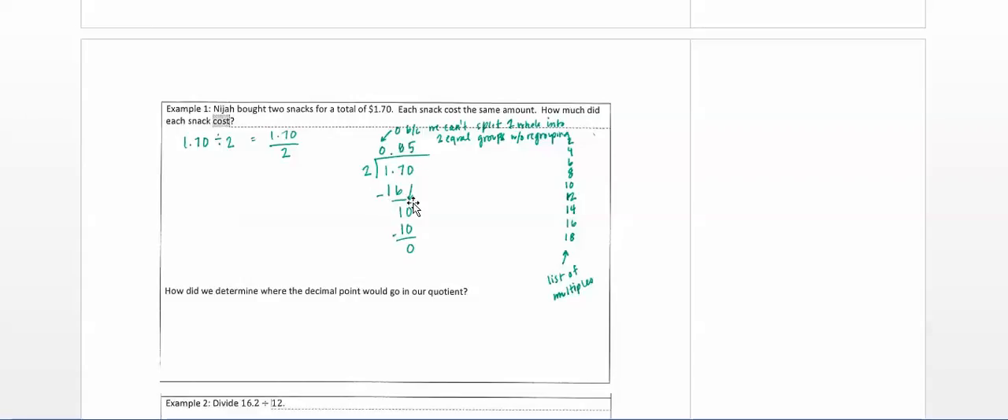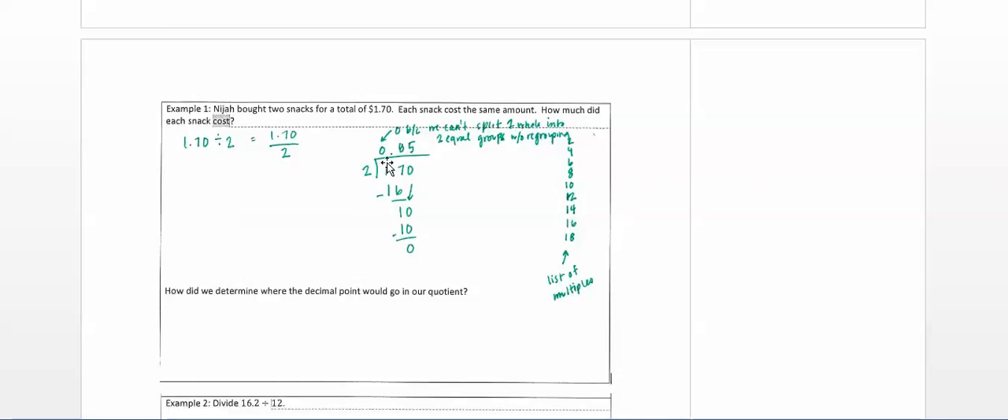What this means when I carry down the 0 is now I have 10 hundredths. And I know that's 10 hundredths because the 0 here is in the hundredths place. I'm dividing 10 hundredths into two groups. That means I have 5 hundredths in each group. 5 hundredths times 2 is 10 hundredths. When I subtract, I have 0.